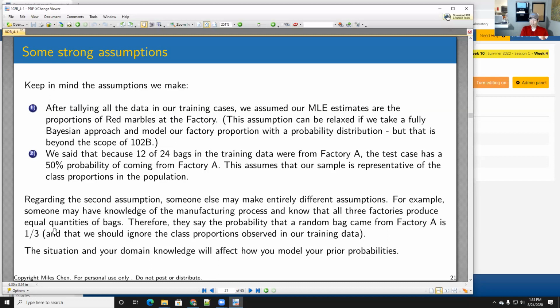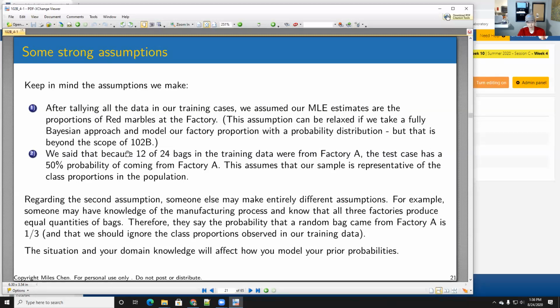Okay, but I actually think that's a feature of Bayesian statistics, or even this Bayesian classifier, in that if you have knowledge about something, you want to incorporate that into your model, and you don't want to just ignore it and say, well, even though I know this is how it works, we're going to look at the data and only the data. Okay, it's good to mix in some prior information, right? So this I just wrote: the situation in your domain knowledge will affect how you model your prior probabilities.